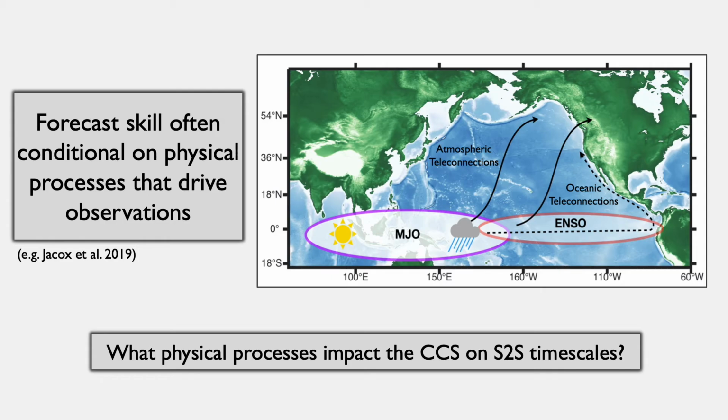And if we're thinking about how to approach an S2S forecasting system, we can really lean into what we've learned from seasonal forecasting assessments, which is that forecast skill is often conditional on physical processes that drive observations. So there could be something deterministic or dynamical that is driving the trajectory of observations that, if the model can simulate that very well, and if it's part of the initial condition, then that can often lead to a better or more skillful forecast.